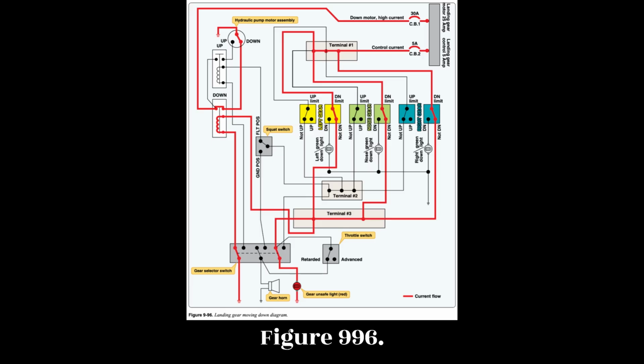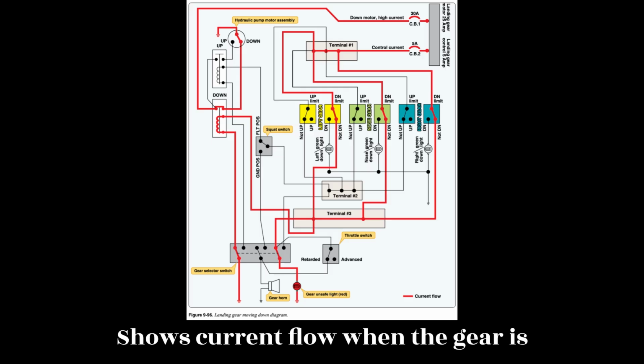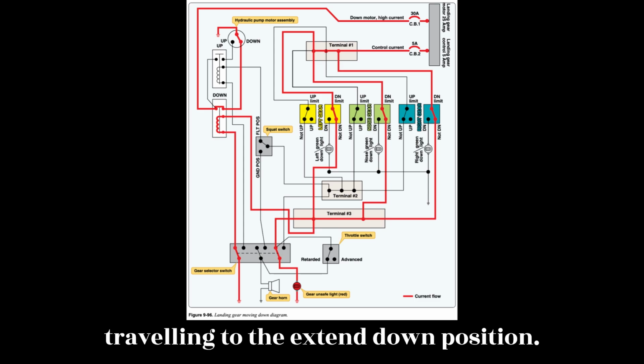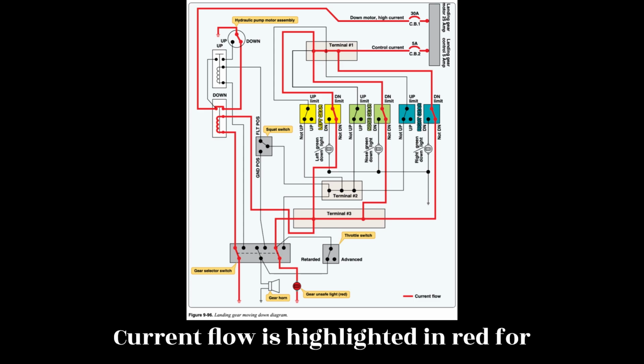Figure 9.96 shows current flow when the gear is traveling to the extend down position. Current flow is highlighted in red for each description.